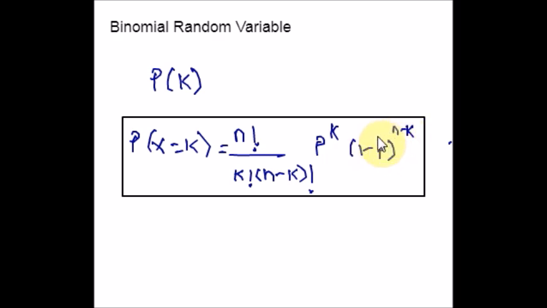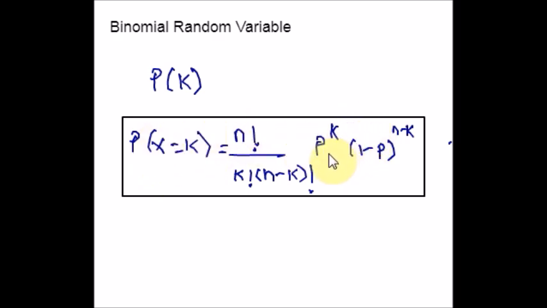Hence the final probability is the number of ways to achieve k successes and n minus k failures times the probability for each way to achieve k successes and n minus k failures. As a formula, the binomial probability is given by P(X = k). Hope you are clear with this formula?